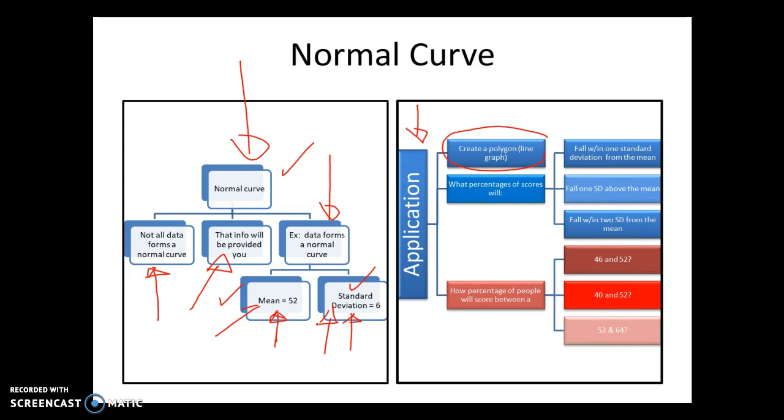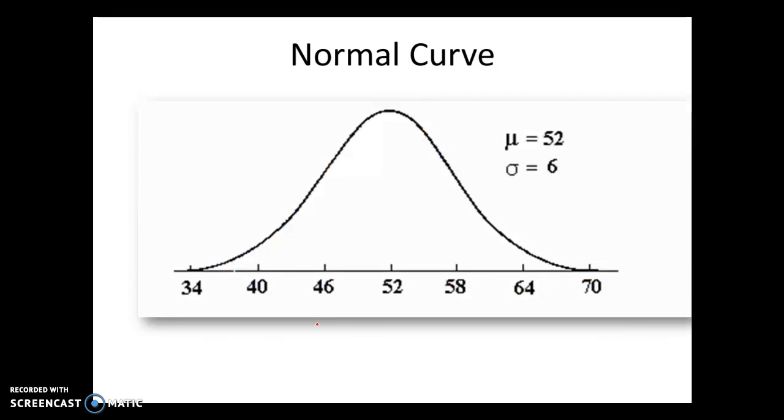All right, welcome back. Your graph should look something like this. This is the statistical symbol for mean. This is the statistical symbol for standard deviation. Okay, so your graph should look something like that. Notice that the mean is here.